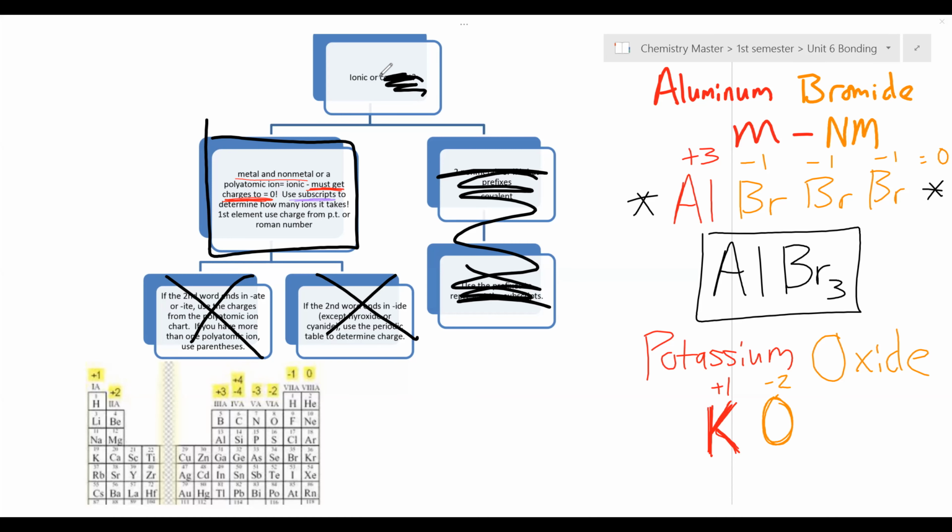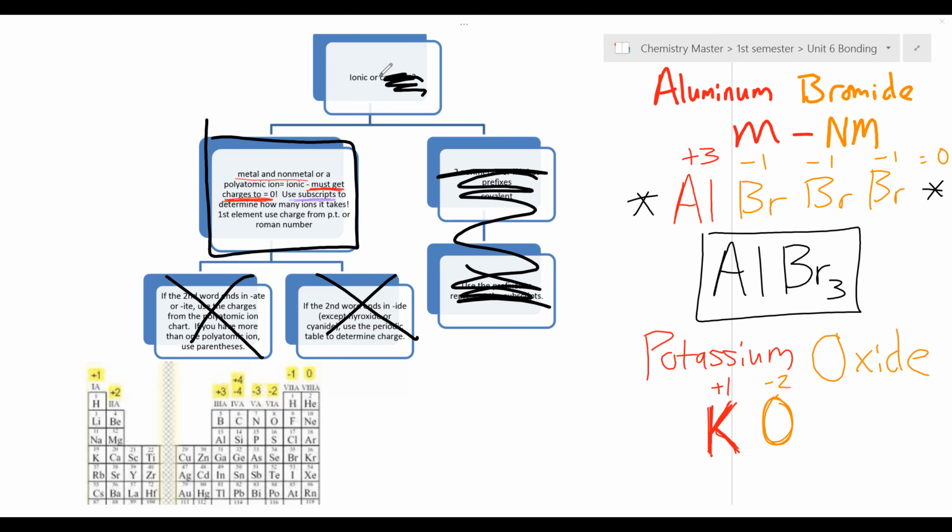All right, so remember, we have to get this to be equal to 0. I can either add more potassiums or more oxygens. Right now, it is not equal to 0. Okay, so it can't be just KO because right now they're not equal. So what do I need? More potassiums or more oxygens?